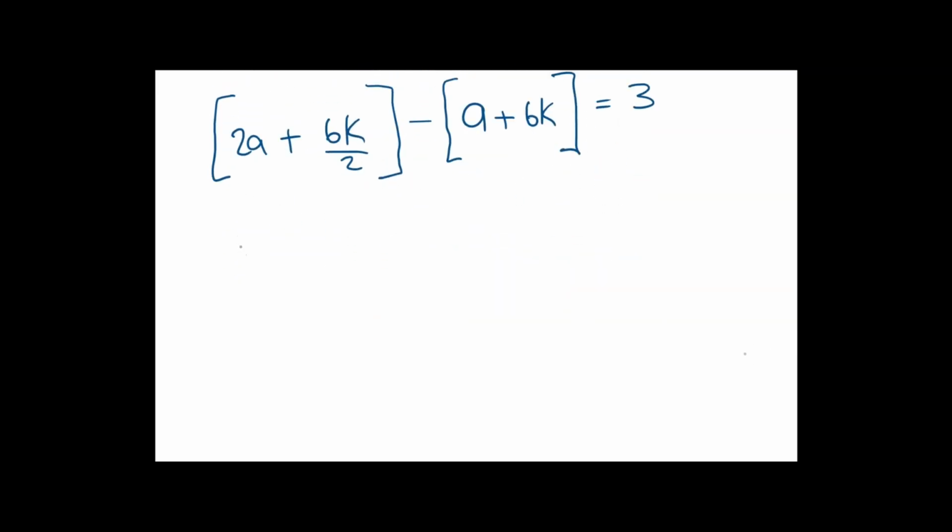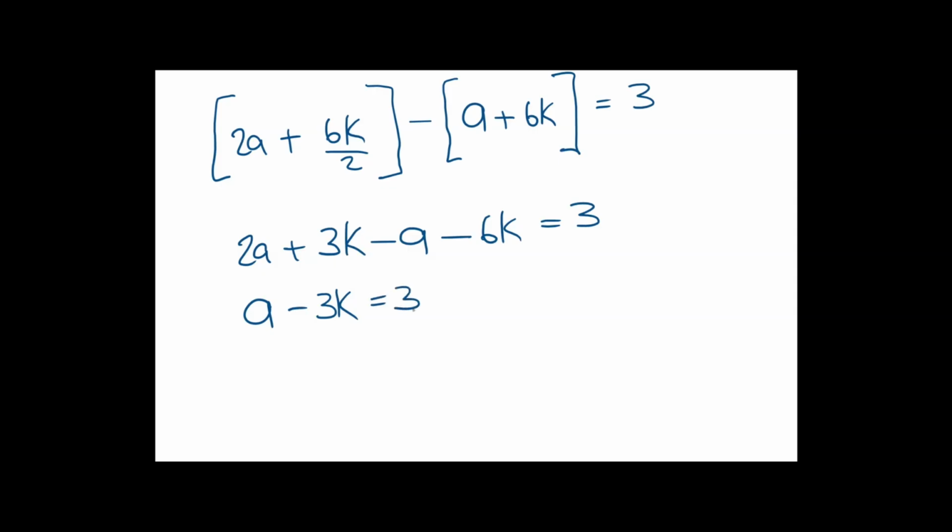Let's combine these. So I've got 2a plus 6k over 2, minus, I think that's as far as we're going to go with it. 2a minus a is a, plus 3k minus 6k is minus 3k, equals 3. And I think this is as far as we're going to go, as far as that's concerned.